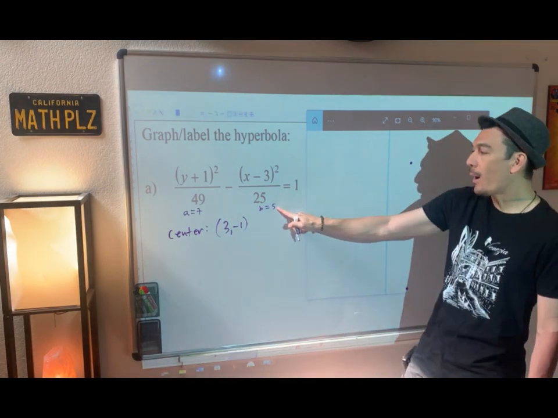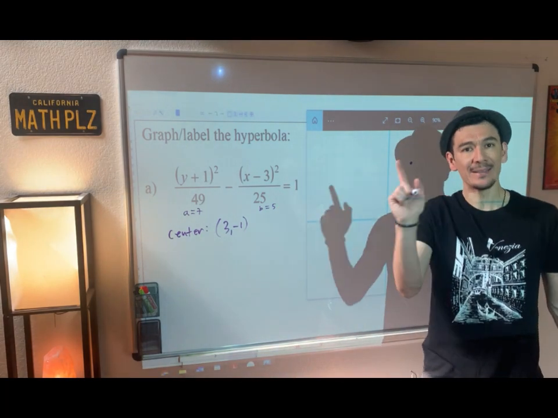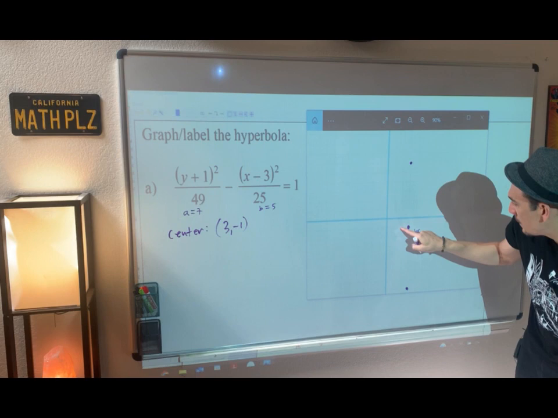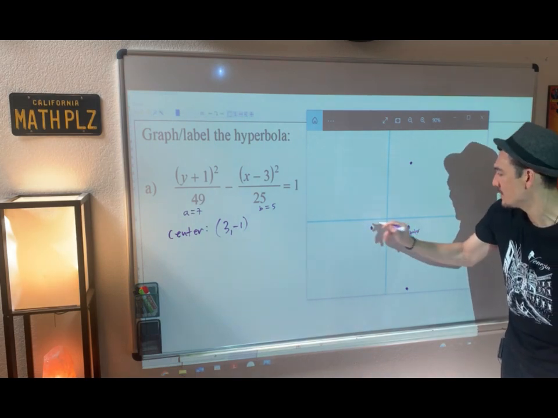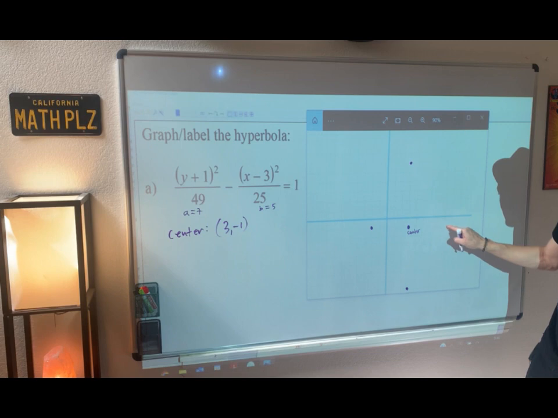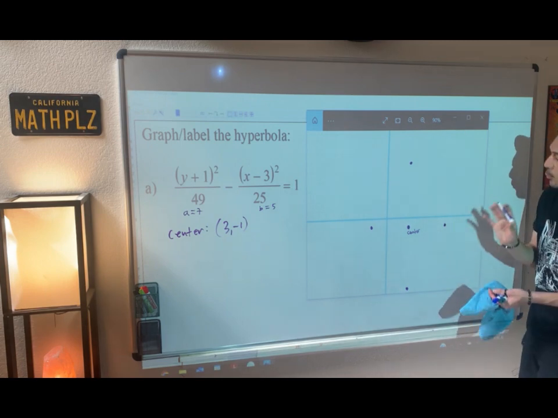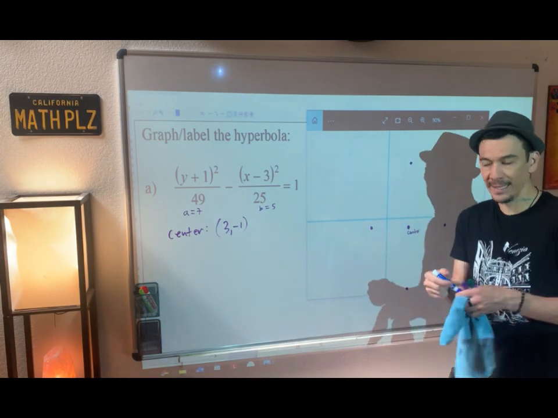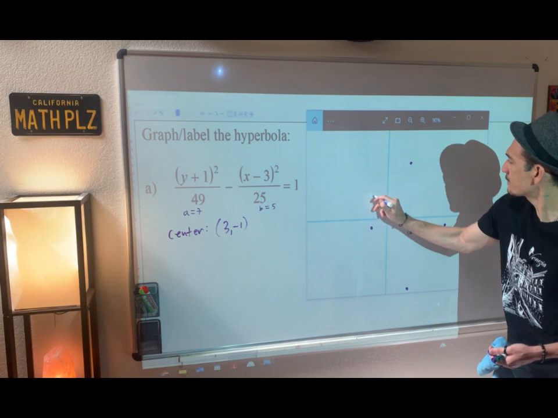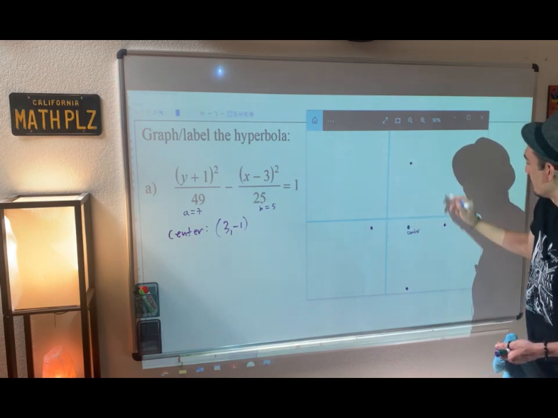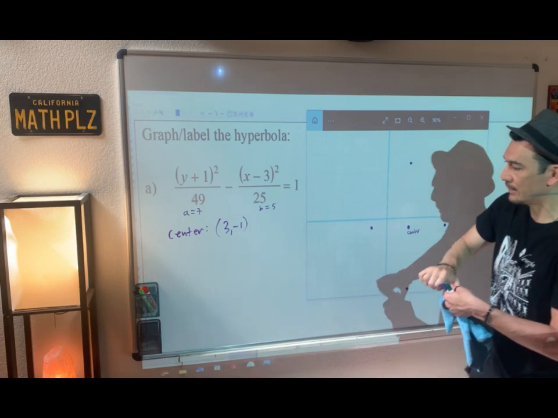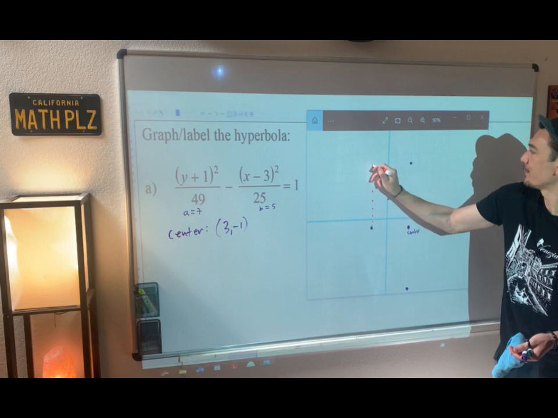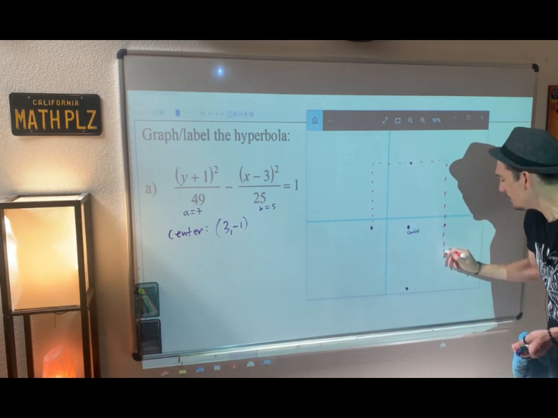And now let's go for a walk. 5 spaces left and right because it's attached to x and x is horizontal. So let's see. 1, 2, 3, 4, 5. More or less there. 1, 2, 3, 4, 5. Like right there. And so what you do with these 4 points is you connect them with a dotted rectangle. And let me try this with a different marker because this blue is finished. So let's go up like this. Much better. Draw a central rectangle.